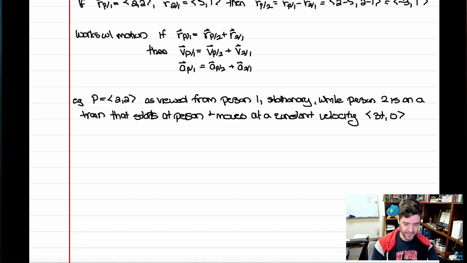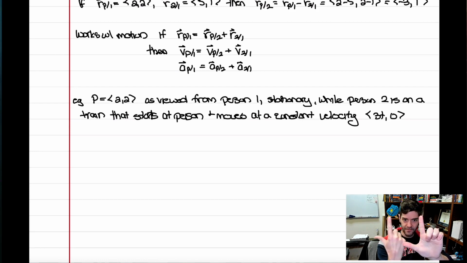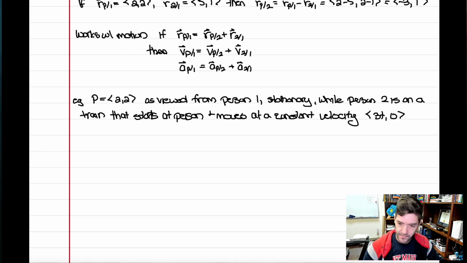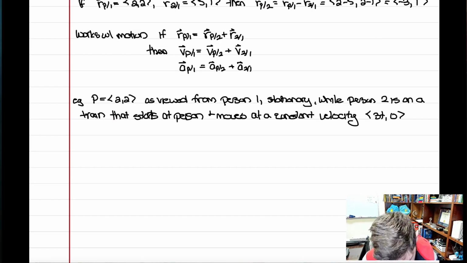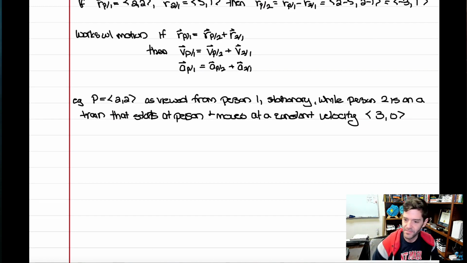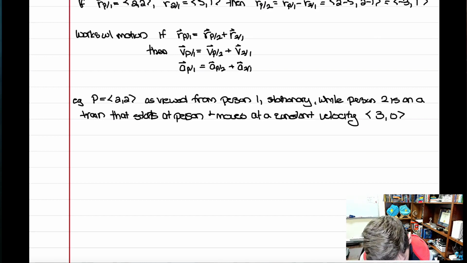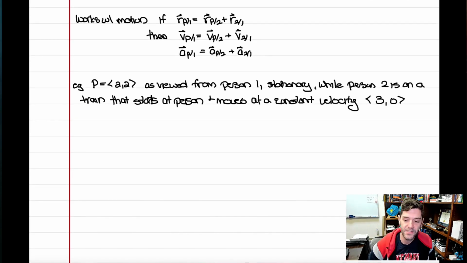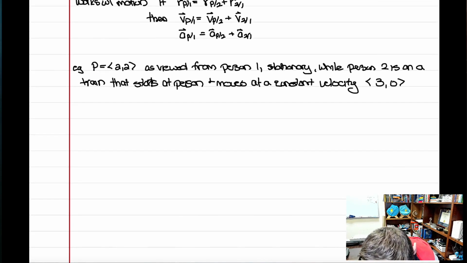So the two reference frames are on top of one another at t equals 0. And then as time goes on, one of them is moving to the right in this case. And you could ask yourself, if this is just velocity, let's call this just 3, 0. I skipped a step. I went to positions. And the question could be, what is the position, velocity, acceleration of particle P as viewed from a person on the train? So let's draw a picture first.